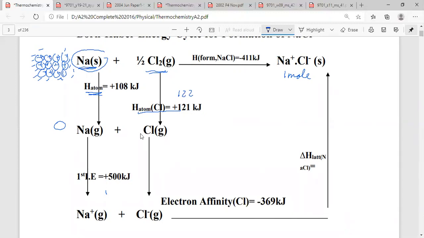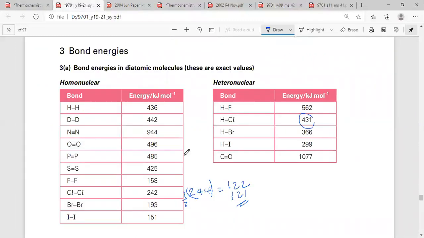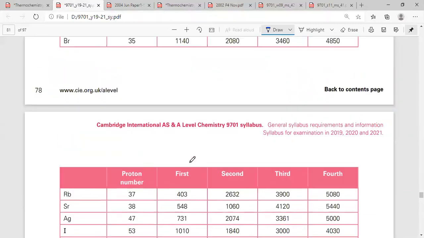Now this and this cannot react. Why? Because sodium won't form a covalent bond with it. Cannot, because this is 2, 8, 1 and this one is 2, 8, 7. So what happens is that this fellow here loves to give away the electrons to this fellow here. So from here to here is your first ionization energy, which is found in your data booklet. Remember, AS here. See, sodium.